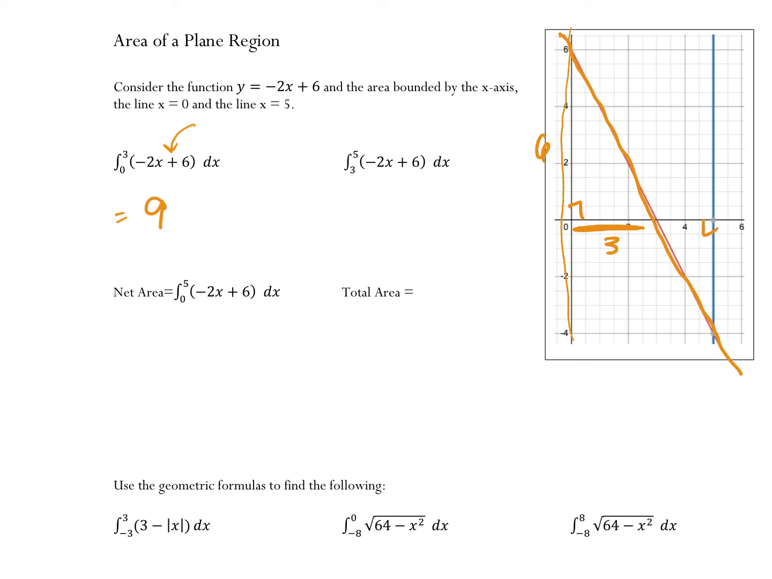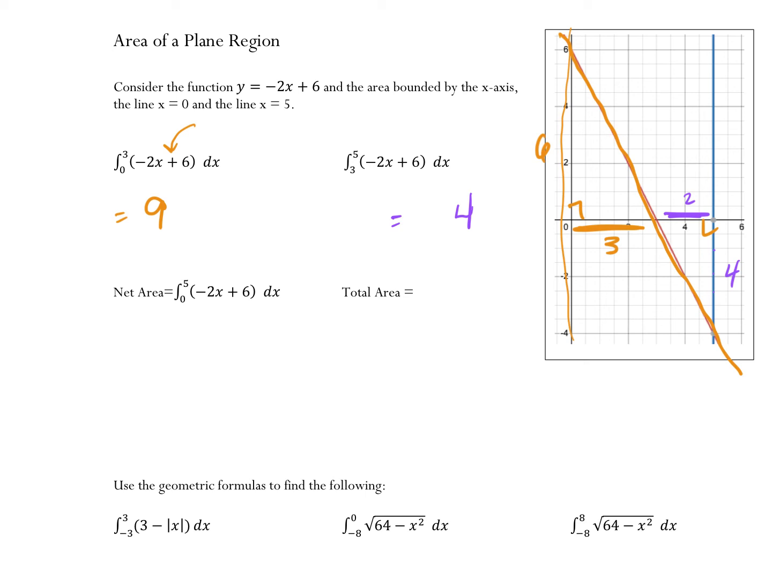Okay. What if I said instead of between 0 and 3, what is the area between 3 and 5? Well, now I might look at this and see this length is 2, and this length is, well, we're going to call it 4 for now. And if I asked you the area of that triangle, you would say 4. Does that make sense?